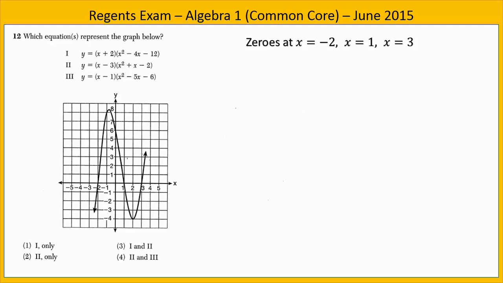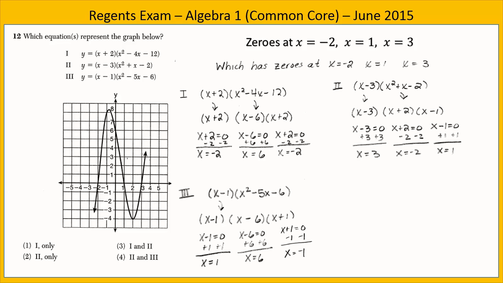We could take each of those equations and factor the trinomial piece. When we do that, we end up with factors that can be used to identify the zeros. Set each one equal to 0 and determine which one has the zeros at -2, 1, and 3. Again, choice 1 and 3 do not have the correct zeros, so they couldn't possibly represent the graph. But choice 2 does, and again, choice 2 is our answer.